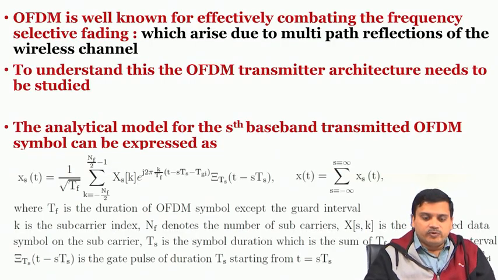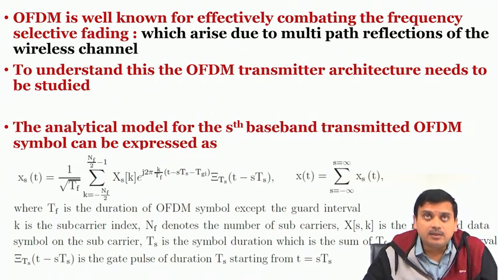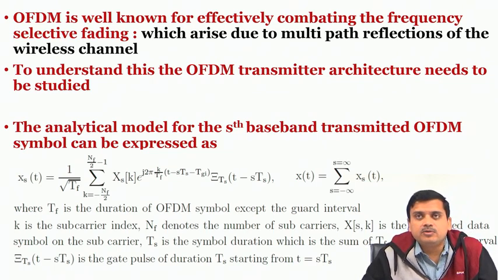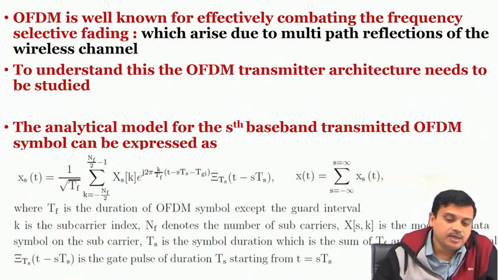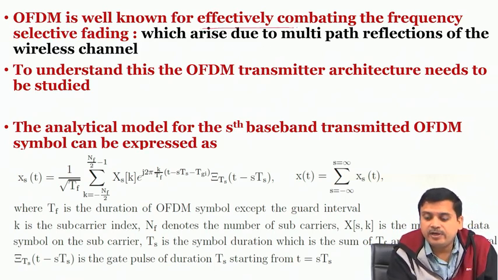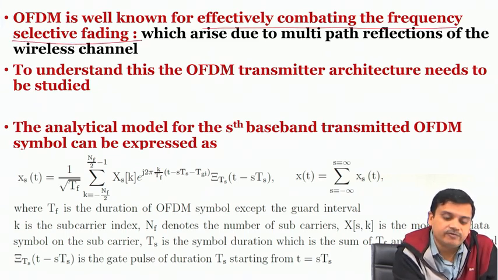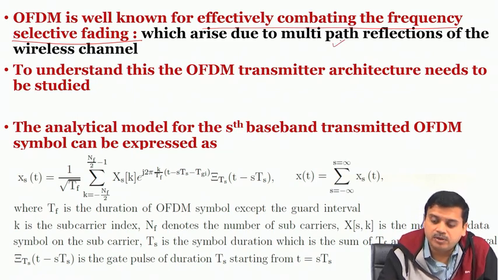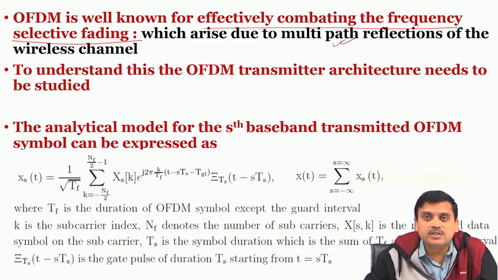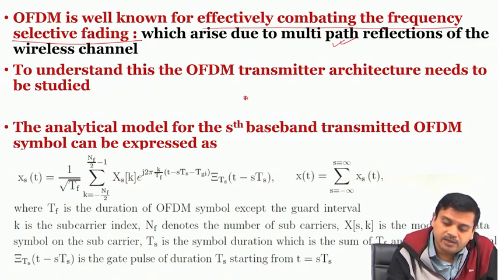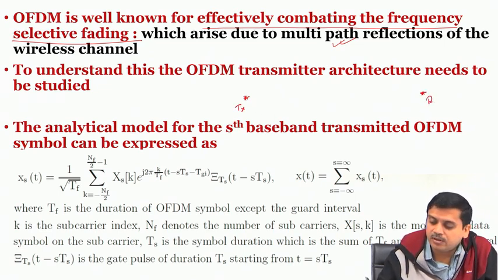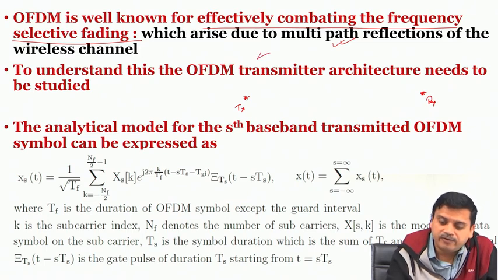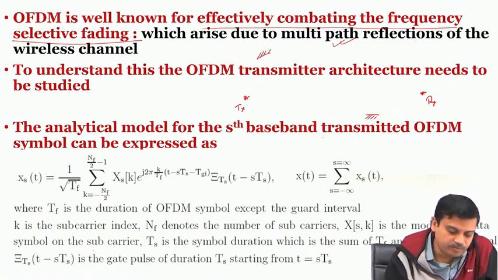All right, moving ahead. Some other important aspects of OFDM, and why it is used for wireless communication, is that it is well known for effectively combating frequency selective fading. This is very, very critical, and frequency selective fading occurs due to multipath reflection. We discussed earlier, when we were talking about the rake receiver, that there is a transmitter and a receiver. Let us say this is the transmitter and this is the receiver, and there are reflectors all around the place.